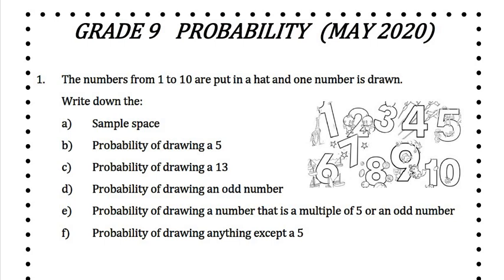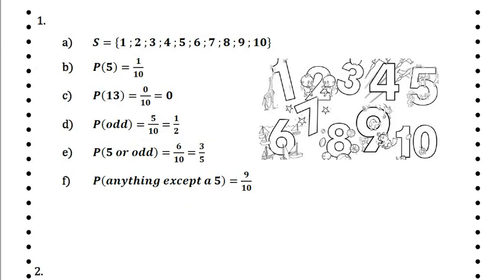So if you look at the numbers that are put into the hat, it's listed here on the side in this little picture. You have 1, 2, 3, 4, 5, 6, 7, 8, 9, 10. So those numbers are actually your sample space. When you write it down, you're going to write it as follows. So this S is equal to, S represents the sample space. It's equal to the numbers listed 1 to 10. Okay, that's how you write it.